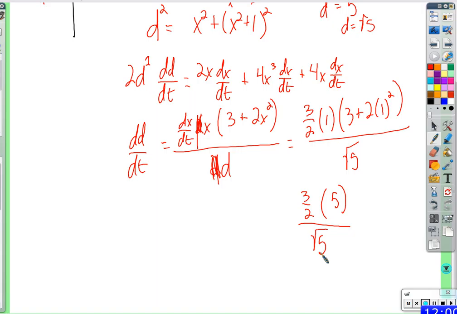Here times 1, 2, 3, 5 over square root of 5. So let's see, if we multiply straight across and take the reciprocal of square root of 5, we get 1/5, so we get 15/2 root 5.